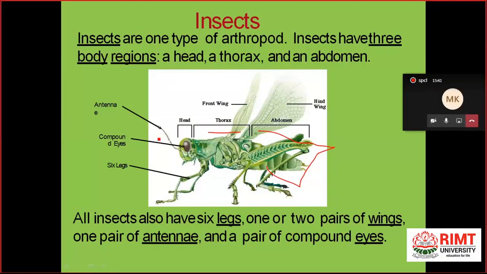So here are the antenna, compound eyes and 6 legs. That means 3 pairs of legs are present in the insect. So in all, these are 6 legs. But in the case of a spider there are 4 pairs of legs, so we say that spiders have 8 legs. All insects also have 6 legs, 1 or 2 pairs of wings, 1 pair of antennae which are sensory in function, and 1 pair of compound eyes.